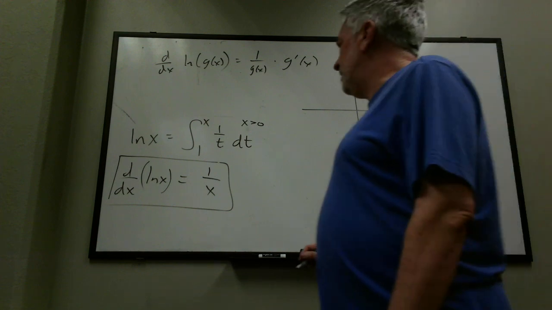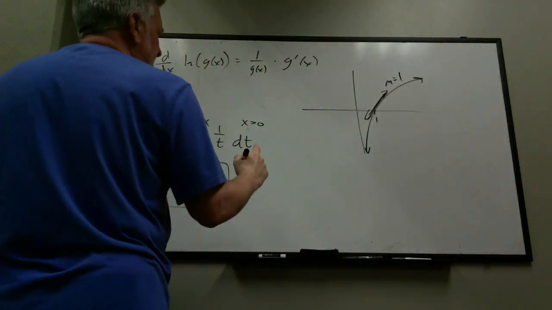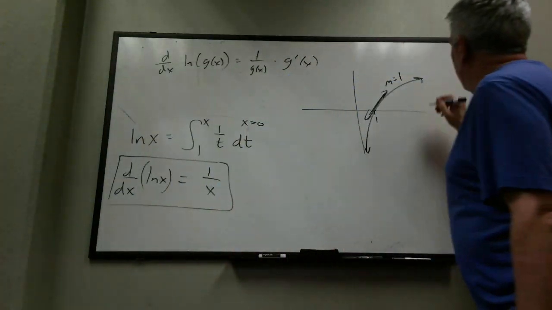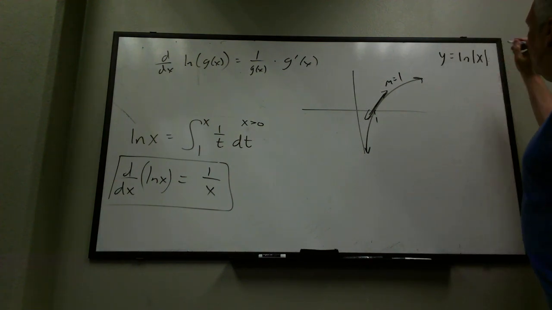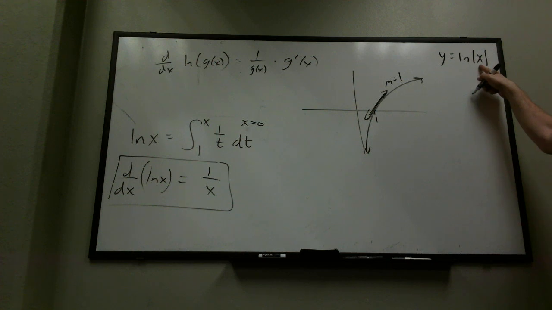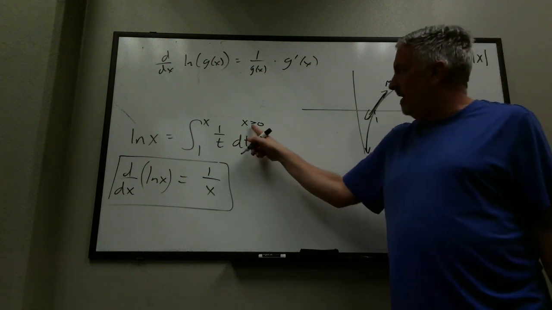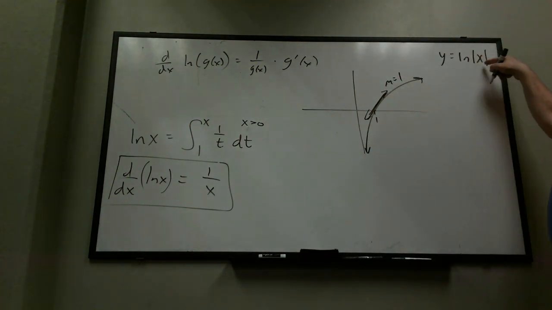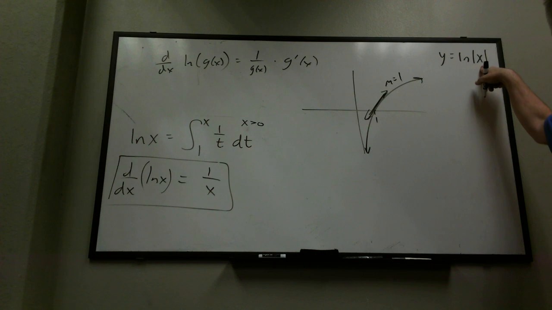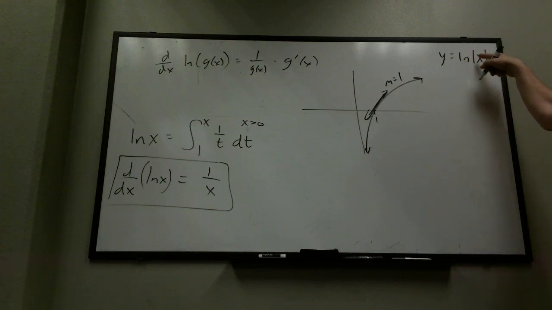Okay? Now, what if we modify this? Let's look at the function. This is natural log of x. What if I look at the function y is the natural log of the absolute value of x? Now, I still can't plug in 0 because you'll be taking natural log of 0, which is undefined, right? You can't take log of 0. But now, with the absolute value bars around the x, I can take log of a negative number. For example, if I plug in negative 1 for x, the absolute value of negative 1 is 1, and log of 1 is 0.